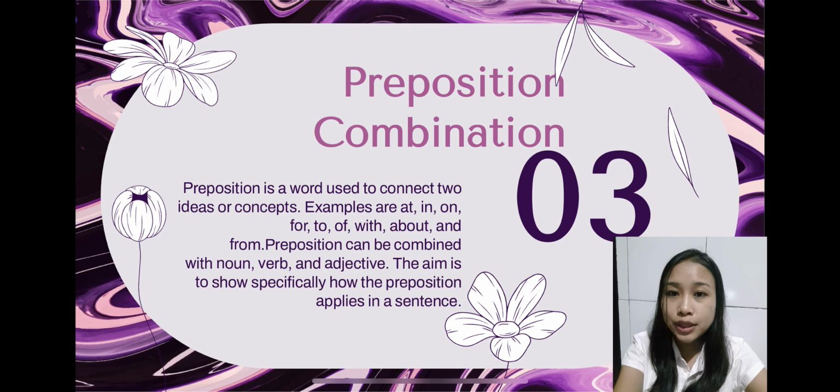A preposition is a word used to connect two ideas or concepts. Examples are at, in, on, for, to, of, with, about, and from. Prepositions can be combined with nouns, verbs, and adjectives. The aim is to show specifically how the prepositions apply in a sentence.